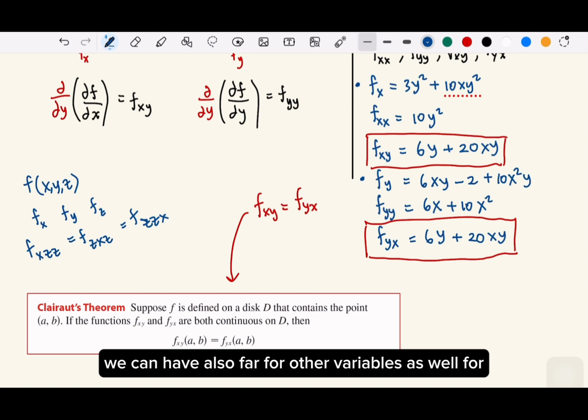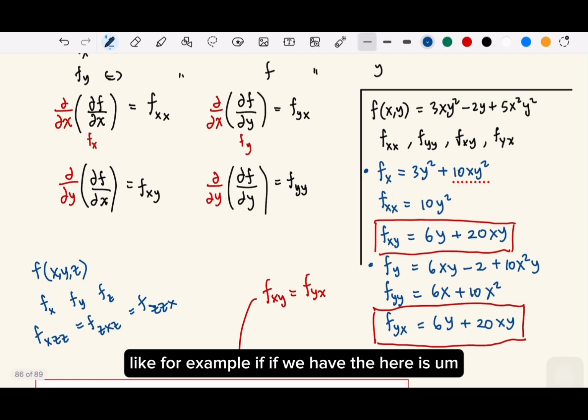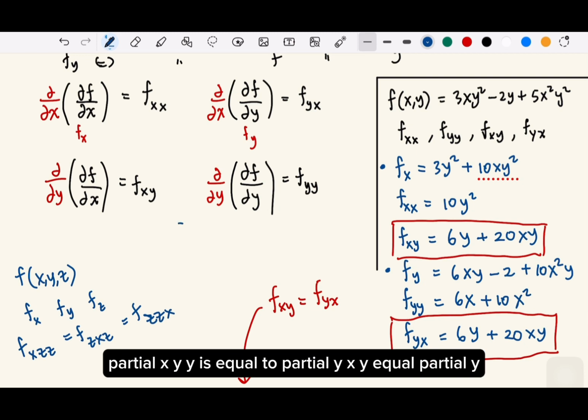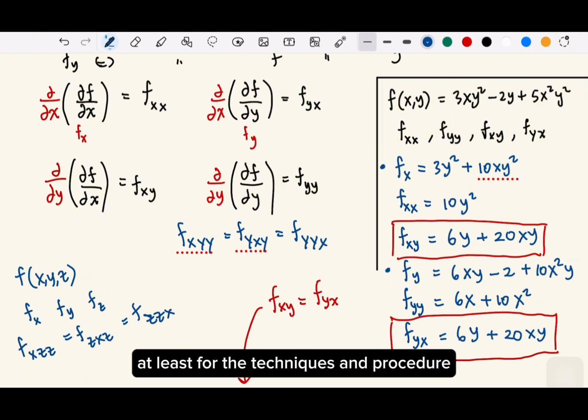Within this theorem, we can also have it for other variables as well. If we have more, then we can also do that. Like for example, partial x y y is equal to partial y x y equal to partial y y x, and so on and so forth. And that's it for the partial derivative, at least for the techniques and procedure.